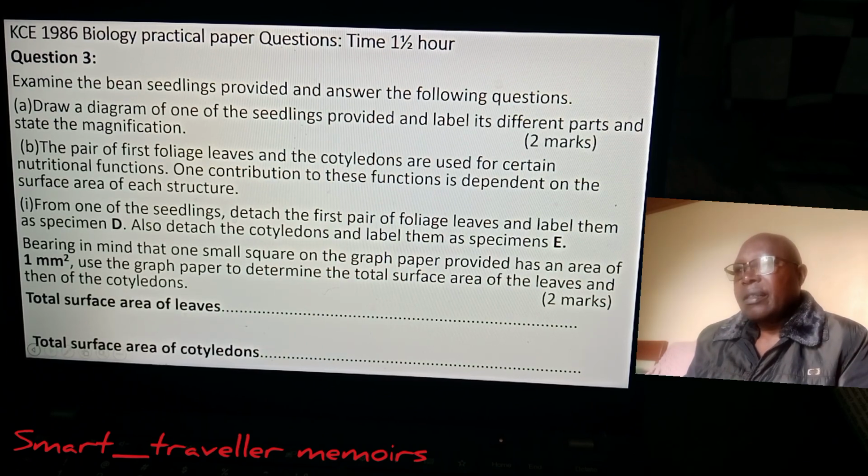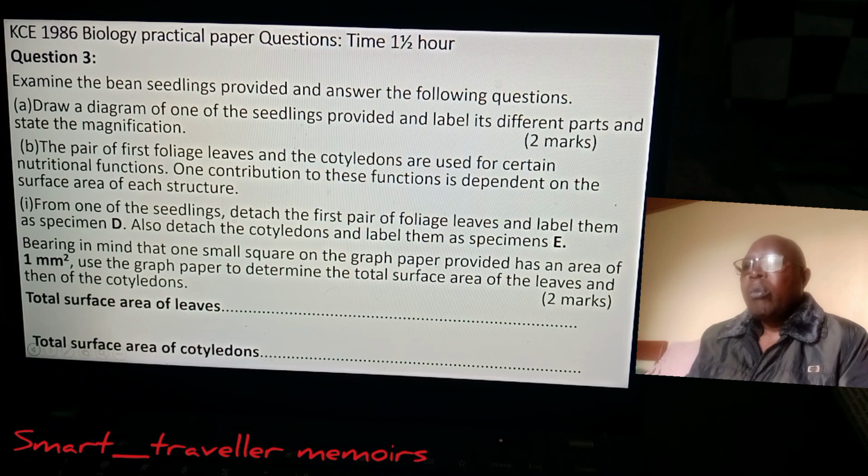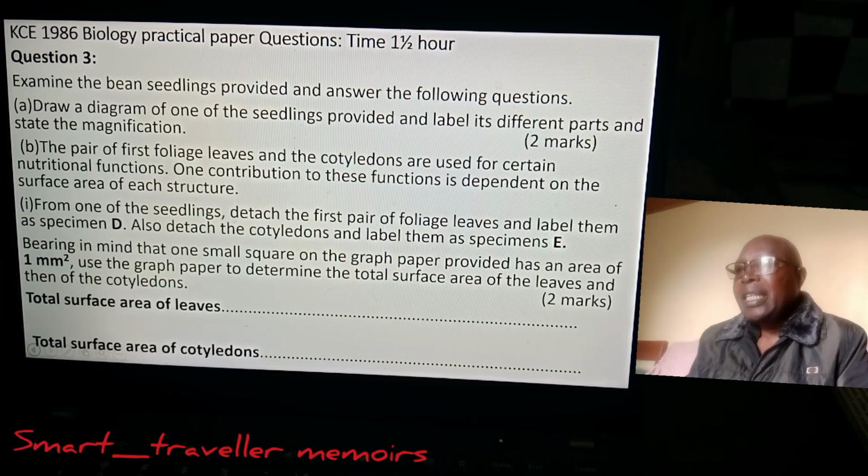You get 2 marks for the magnification. The pair of first foliage leaves and the cotyledons are used for certain nutritional functions. One contribution to these functions is dependent on the surface area of each structure. B, Roman 1. From one of the seedlings, detach the first pair of foliage leaves and label them as specimen D.